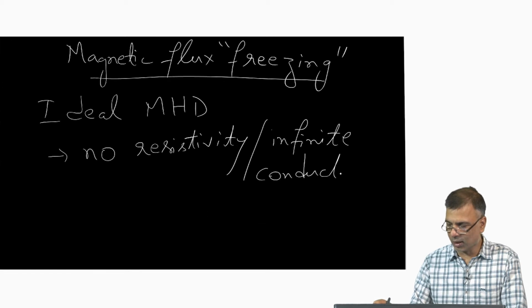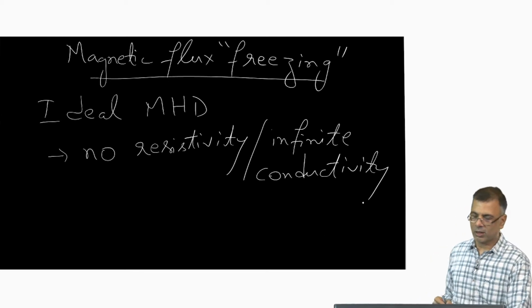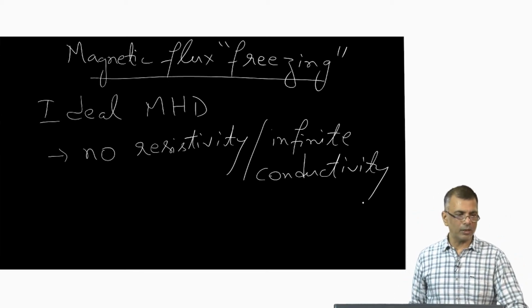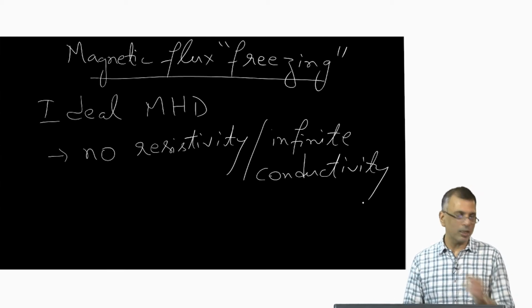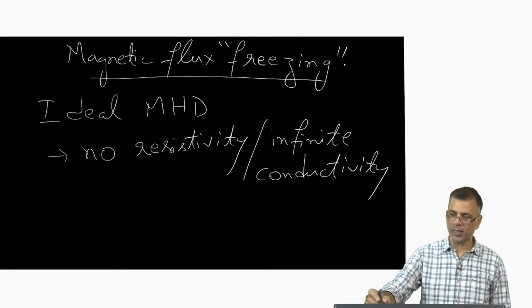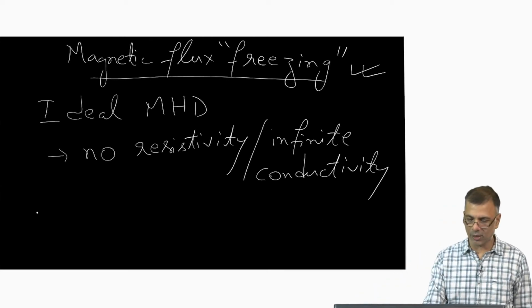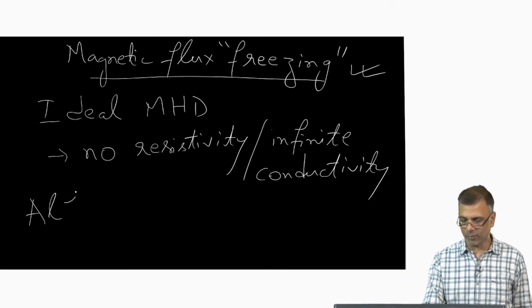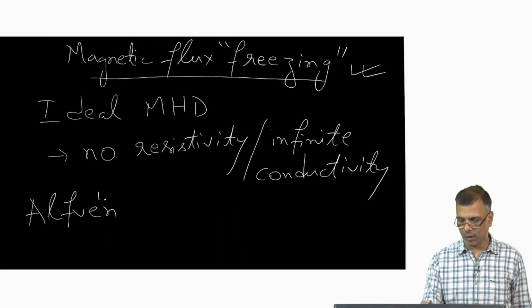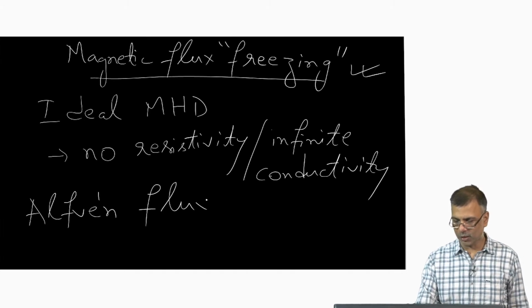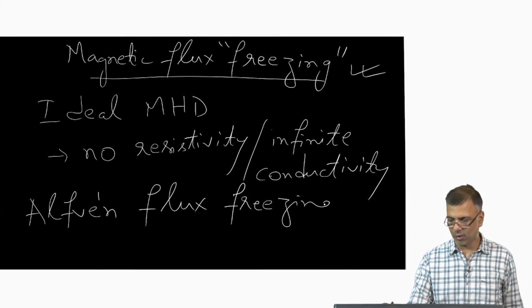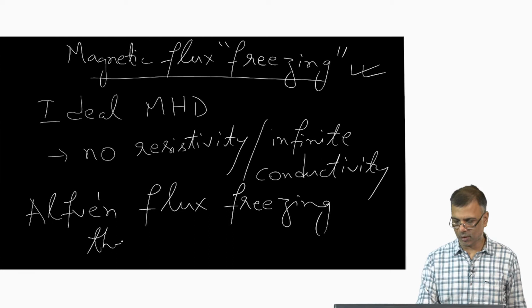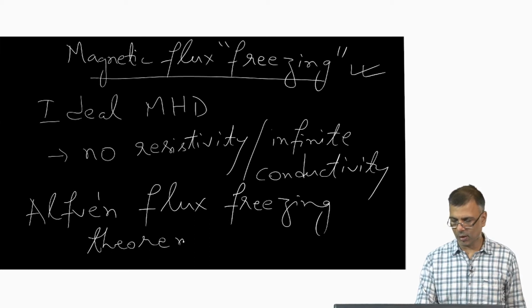Okay, and infinite conductivity. So, as a consequence of this particular assumption, it so happens that there is this effect called magnetic flux freezing, alternatively sometimes called the Alfven flux freezing theorem.